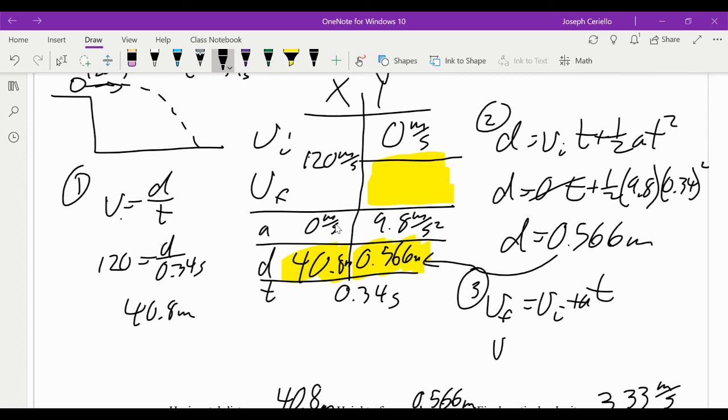So vf is our unknown, because we're looking for vf in the y direction. Vi in the y direction is 0. A in the y direction is 9.8. T is 0.34. And that should come out to be 3.33 meters per second.